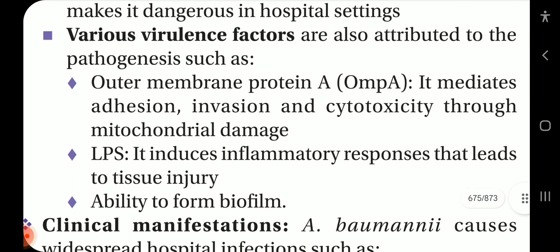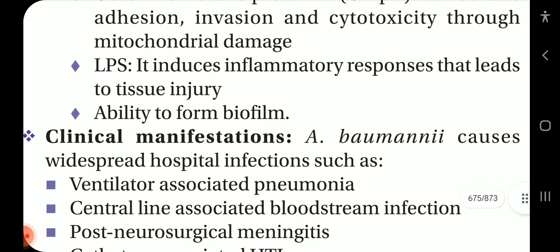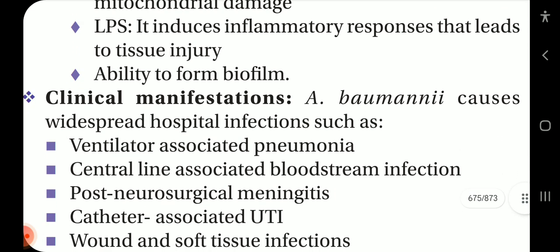Various virulence factors are also attributed to the pathogenesis, such as outer membrane protein OMP-A. It mediates adhesion, invasion, and cytotoxicity through mitochondrial damage. Lipopolysaccharide induces an inflammatory response that leads to tissue injury, and its ability to form a biofilm also accounts for the pathogenesis.